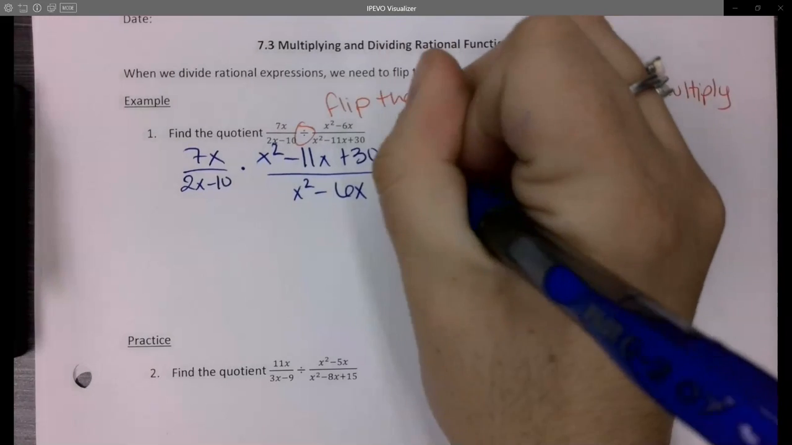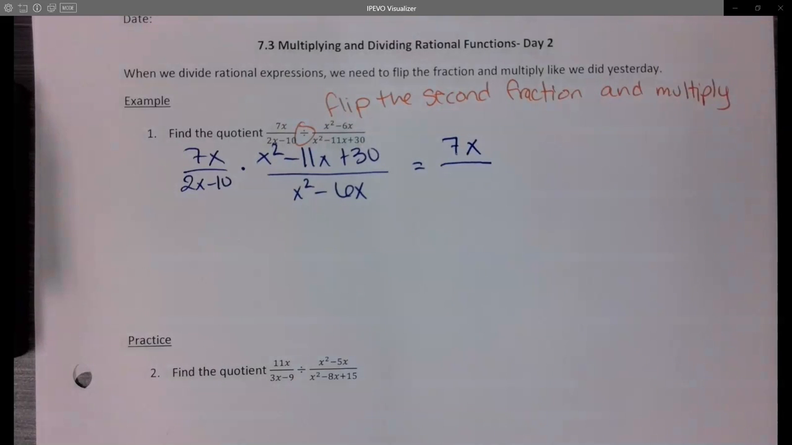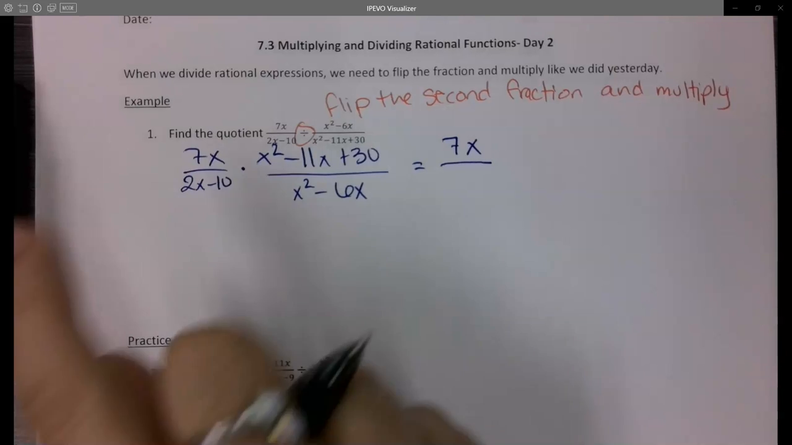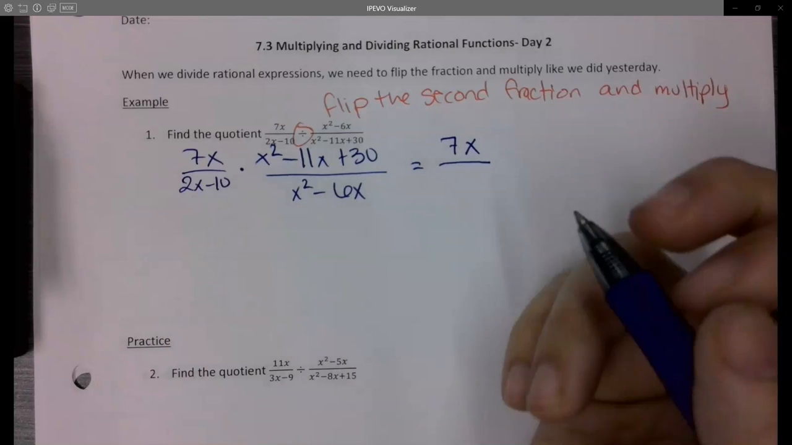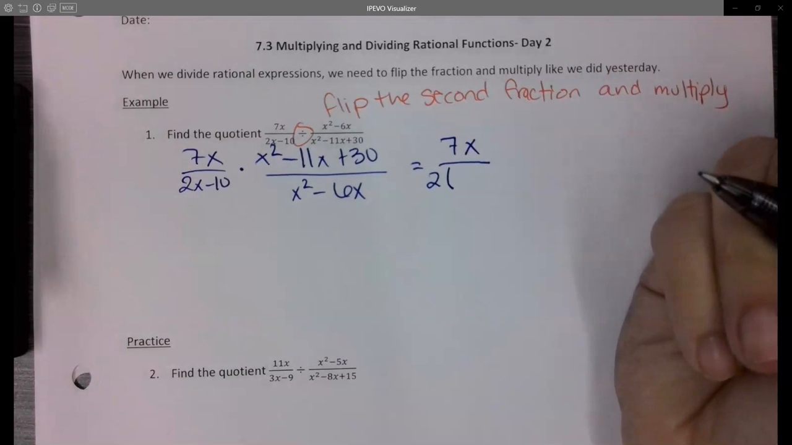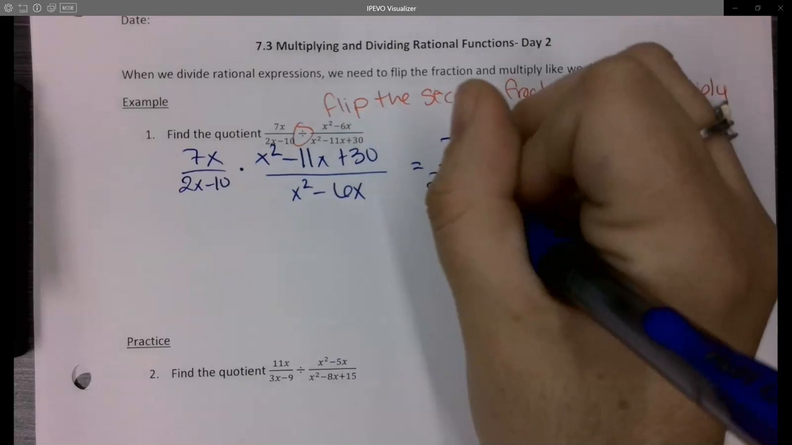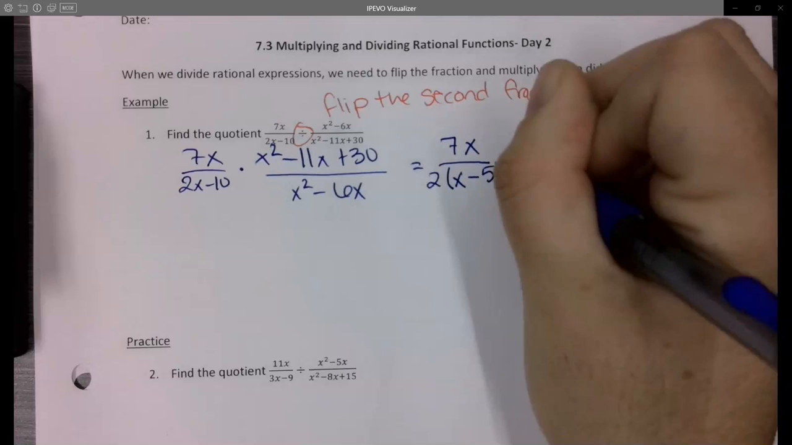Then I want to go ahead and factor everything. So my numerator for my first fraction, I can't factor it any further than 7x, so that's going to stay the same. What about the denominator? Can I factor anything out of 2x minus 10? 2. So I'm going to have the 2 up front. What's 2x divided by 2? x. And then negative 10 divided by 2? Negative 5.